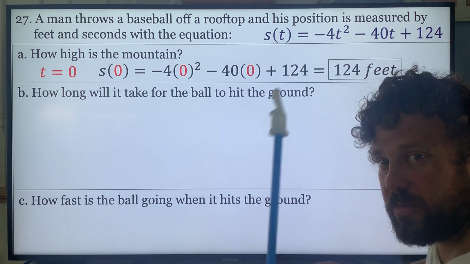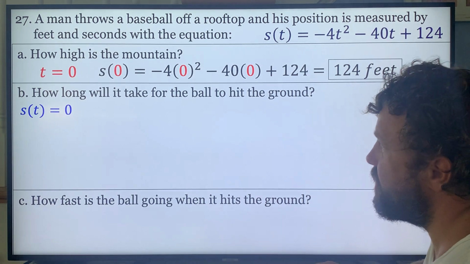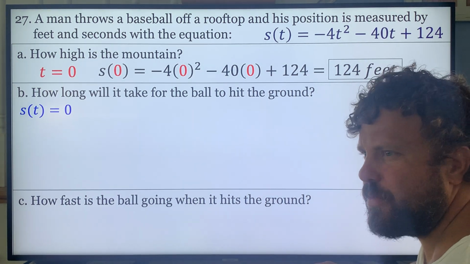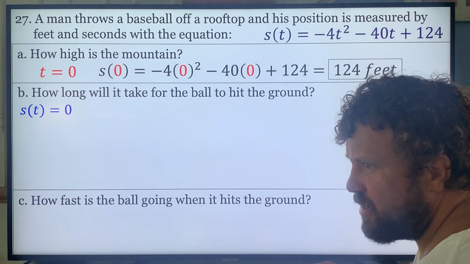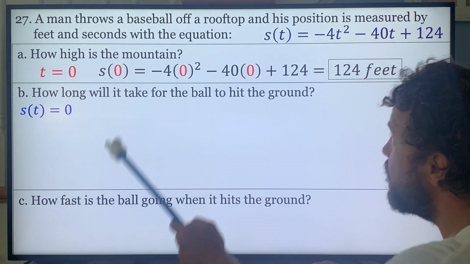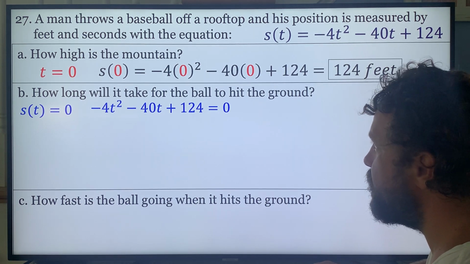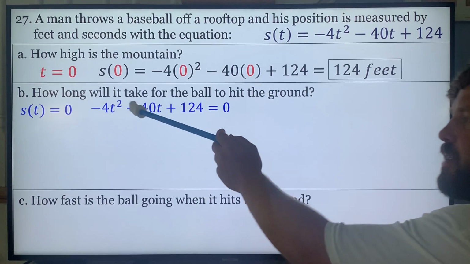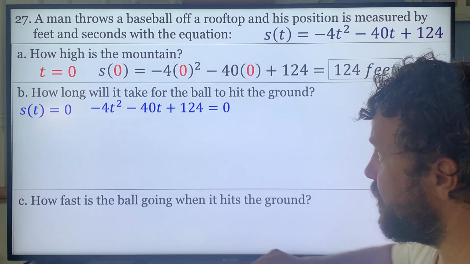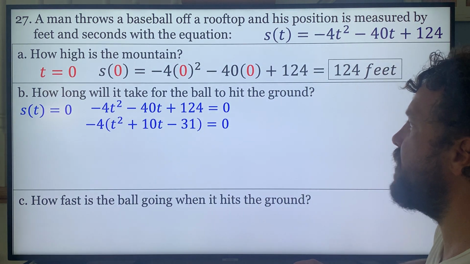Let's see. What do we set? Good. s of t equals 0. That's why I put the other problem in between, to make sure you guys just didn't copy word for word what I did. So 0 equals negative 4t squared minus 40t plus 124. All right. What can we take out of this equation? We can take a negative 4 out. You're left with t squared plus 10t minus 31.